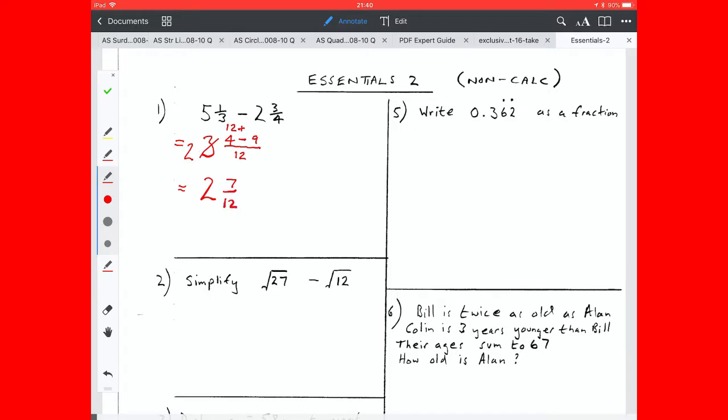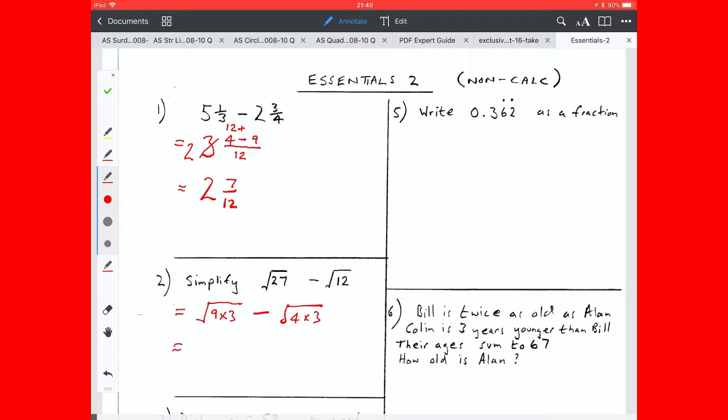Question 2. Simplify root 27 minus root 12. For questions like this, we're looking to see if the numbers under the root signs have perfect squares as factors. And in an exam question, they always will have. So 27 can be written as 9 times 3. Minus the square root of 12. 12 can be written as 4 times 3.